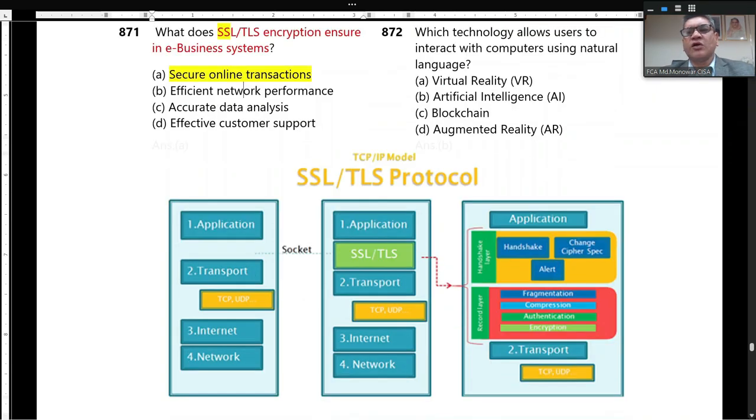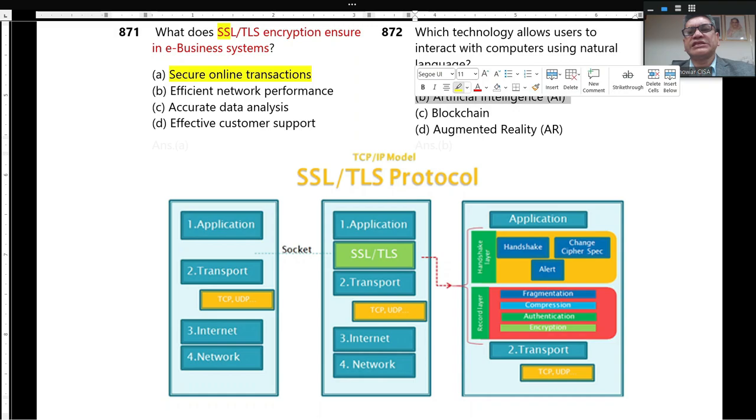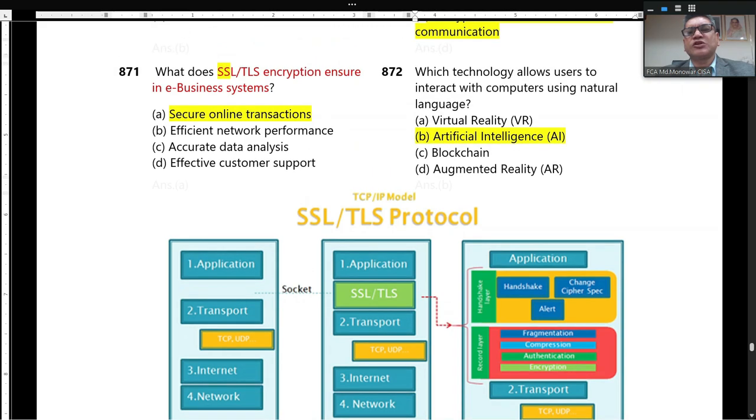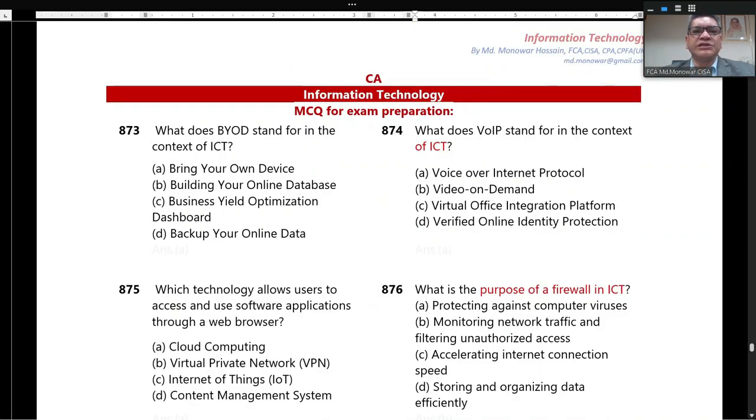Which technology allows users to interact with computers using natural language? Artificial intelligence allows users to interact with computers using natural language. Answer B. What does BYOD stand for in the context of ICT? It's Bring Your Own Device.